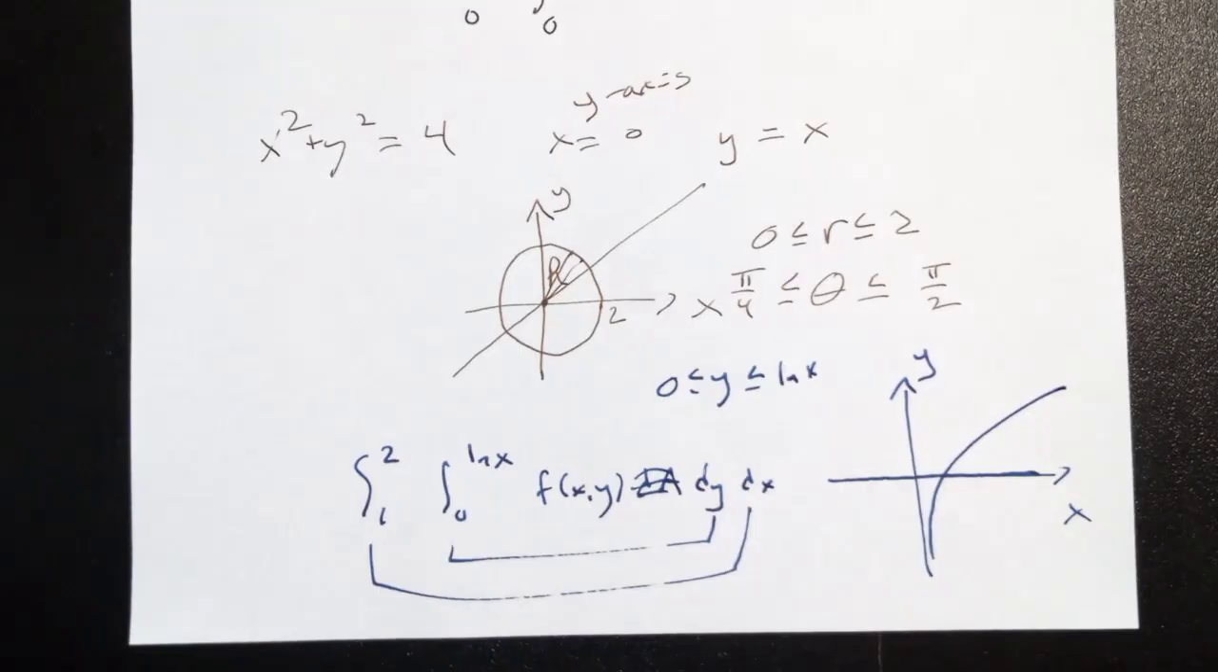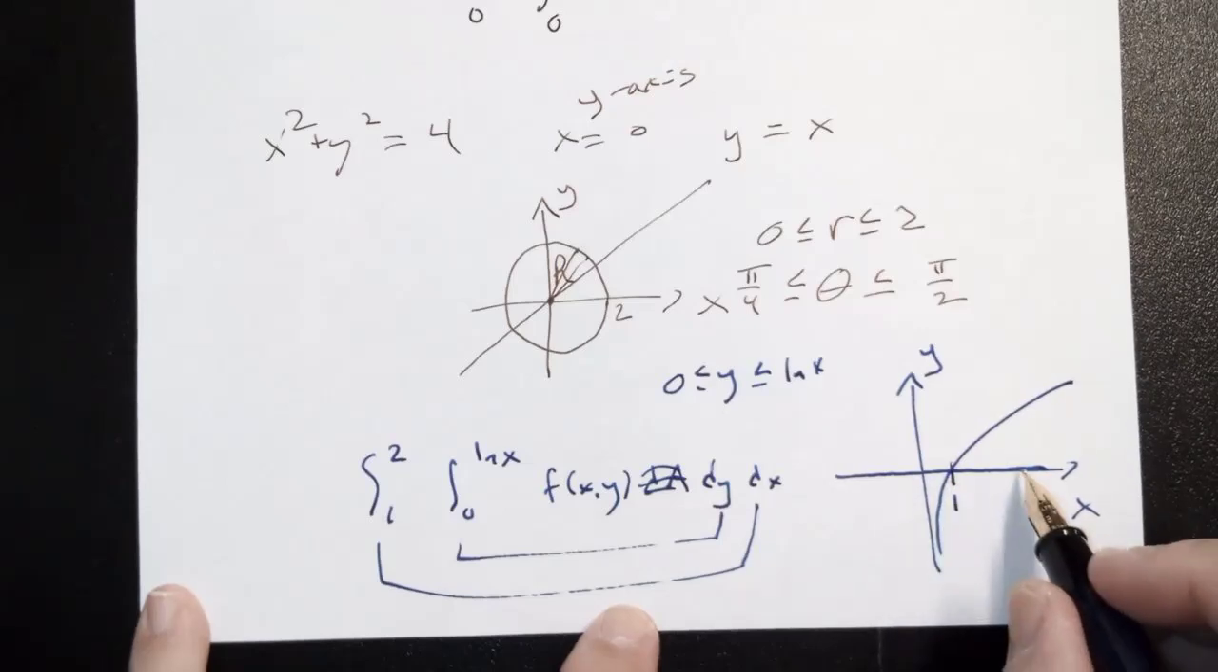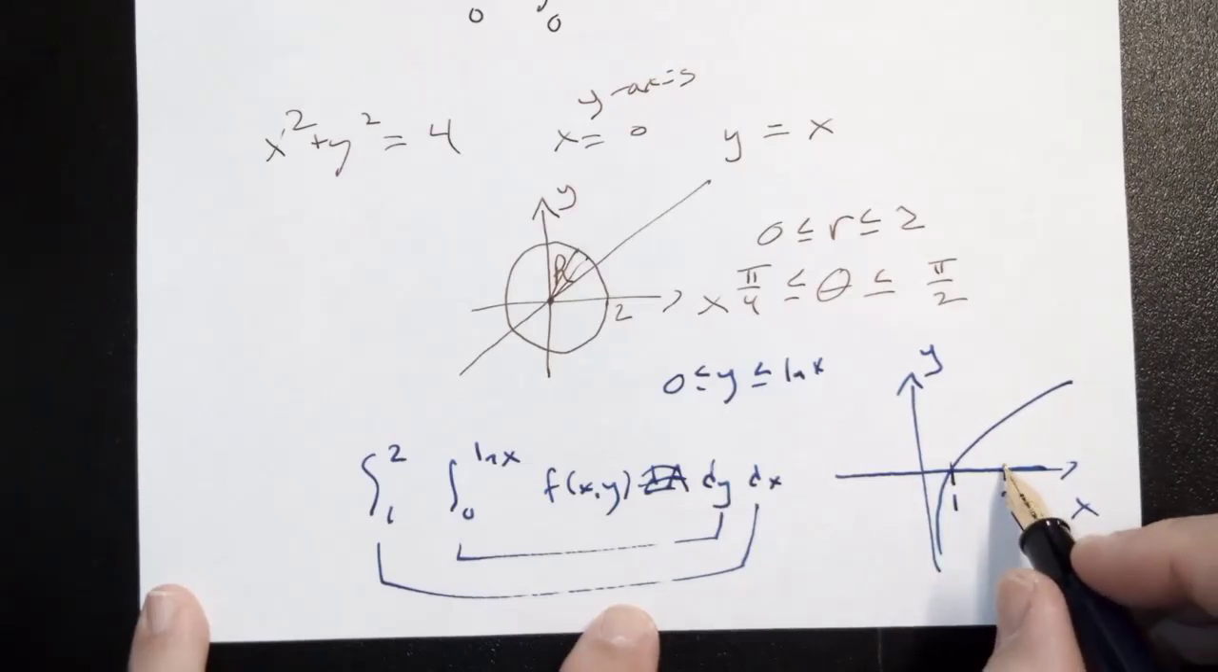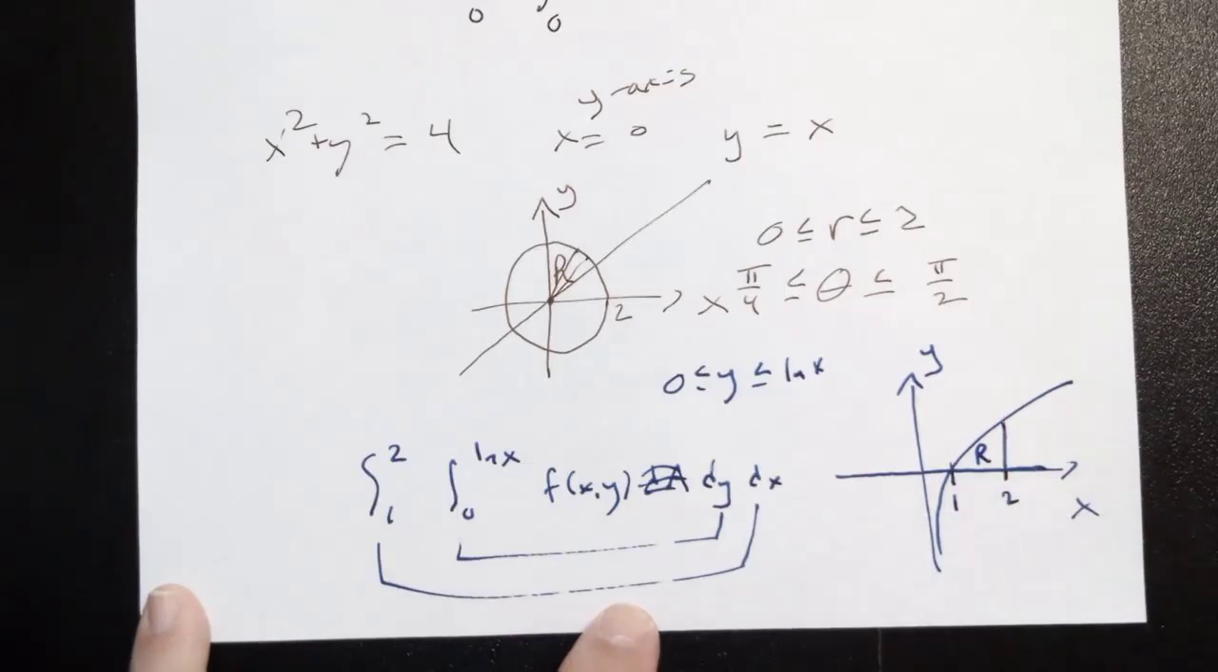Right? I want x to go from 1 to 2. Where on that curve is x equal to 1? Right. So this is 1 right here, and this is 2 out here somewhere. And that means the region we are interested in is this region. So far, so good?